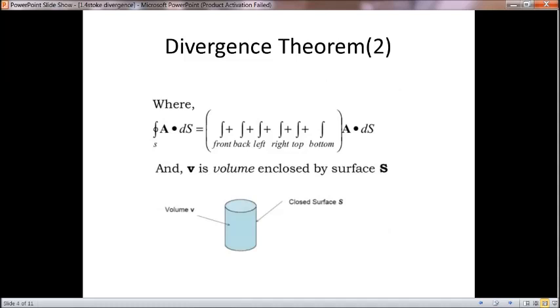So we can write this closed integral of A dot ds as the integral over the front face of A dot ds. The front surface is one surface, with its area, so front face A dot ds, back face A dot ds, left, right, top and bottom with A dot ds. Like that, the whole structure has to be considered as a volume enclosed by the surface, and so V is the volume enclosed by the surface. So this is what the divergence theorem holds.